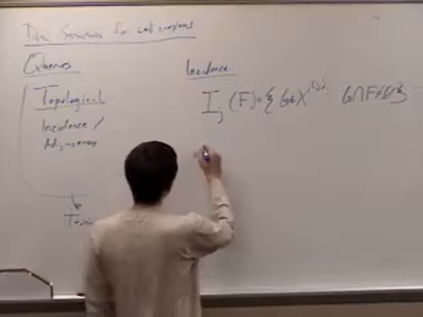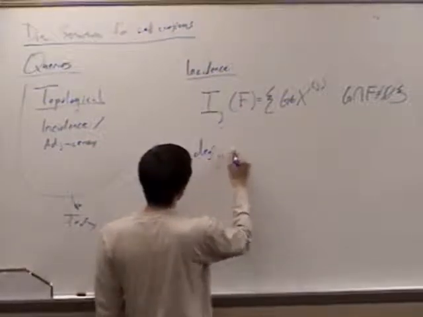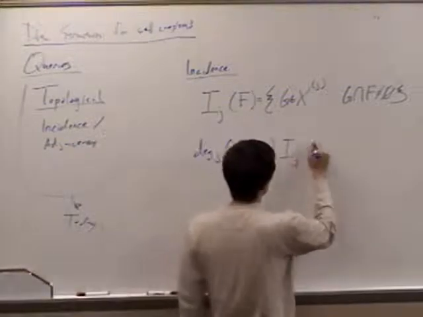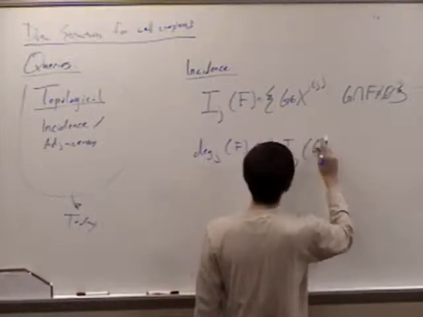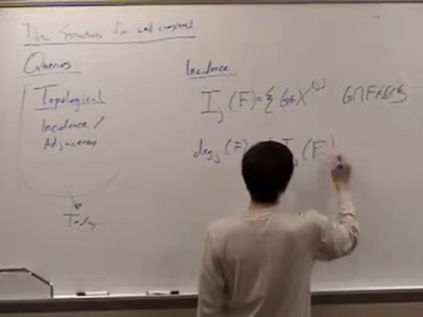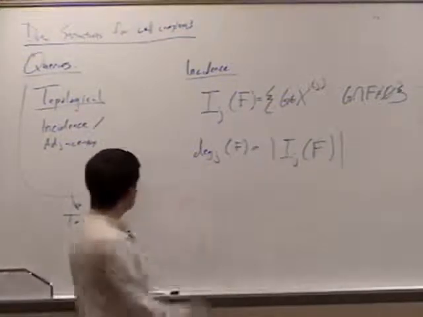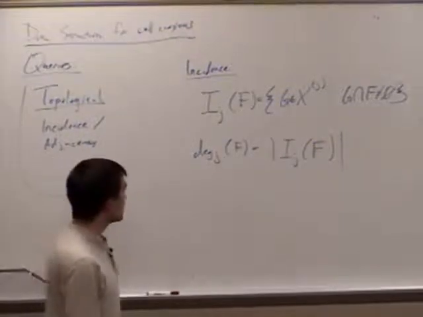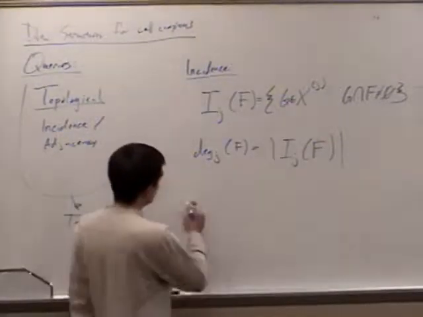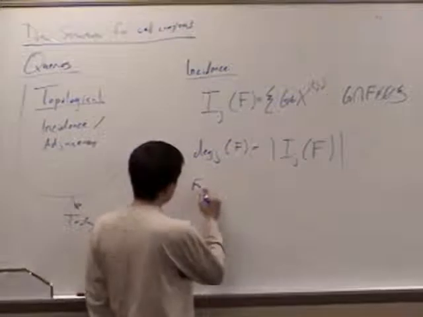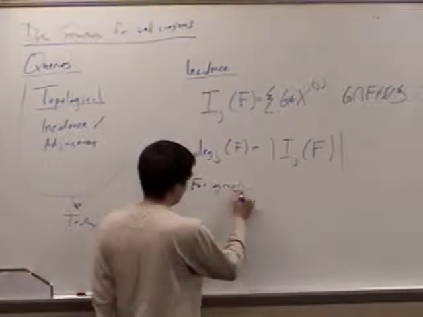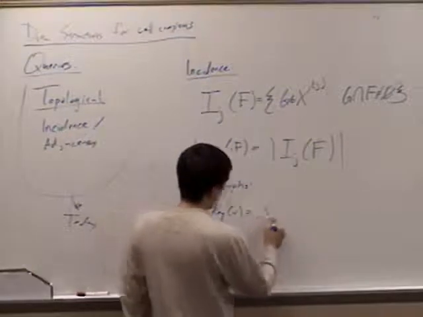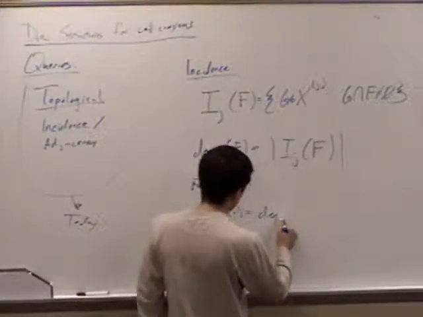We'll also define a related quantity called the degree, or the j-degree of a face, which is just the cardinality of that set I sub j of F. Sometimes they write this phi sub j, I don't know, there are different notations. It's basically the degree. So if you take a vertex, the intuition is for graphs, the degree of a vertex is just equal to the 1-degree.